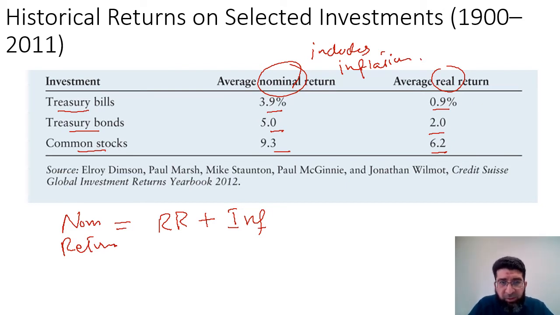And we can see from this that treasury bills pay the least because they are the least risky. Treasury bonds pay a little higher because they are long run and have some risk associated with them, uncertainty because of the length of time. And common stocks are highly risky, but they also offer the highest return.